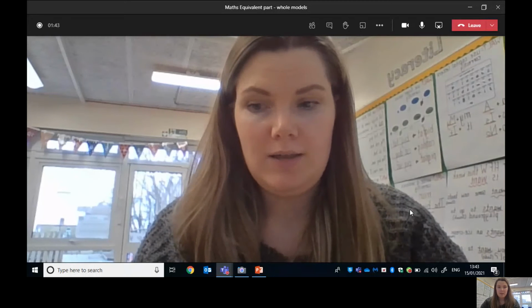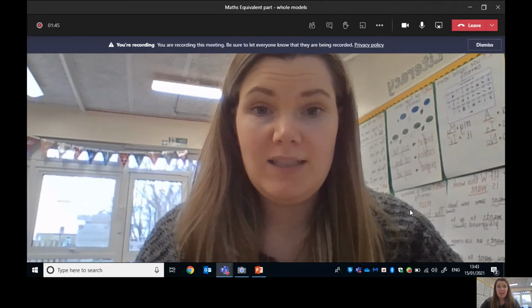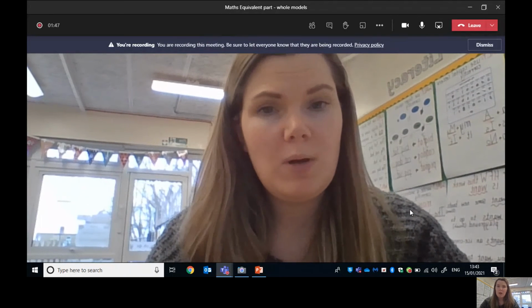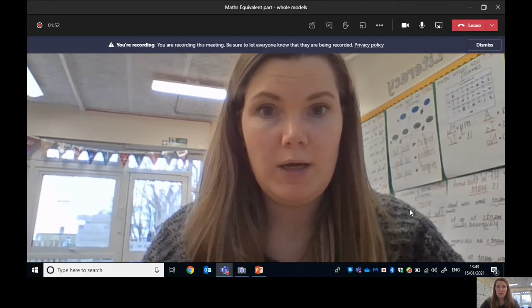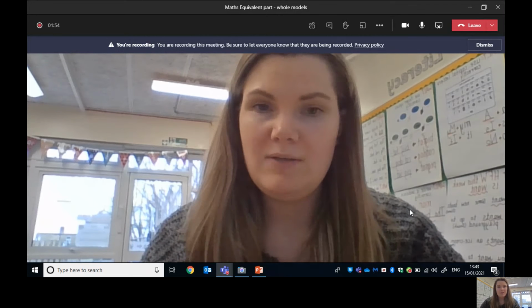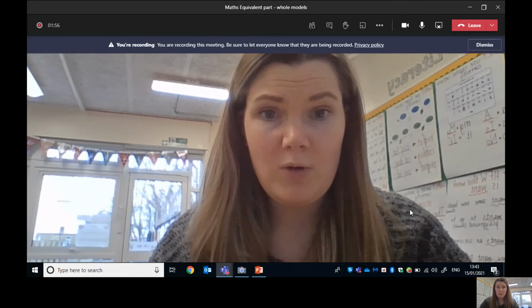We've been doing lots and lots on addition and subtraction, and today we're looking at something called equivalent part-whole models. So we're going to need our knowledge of our number bonds to help us pair two numbers together to find out what the equivalent part-whole models are.